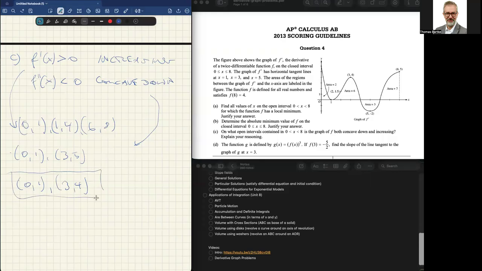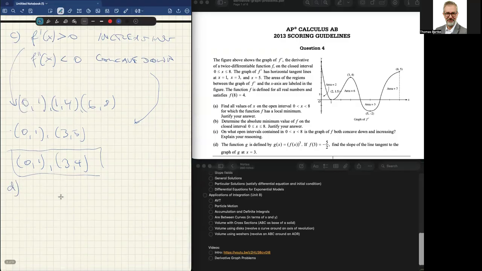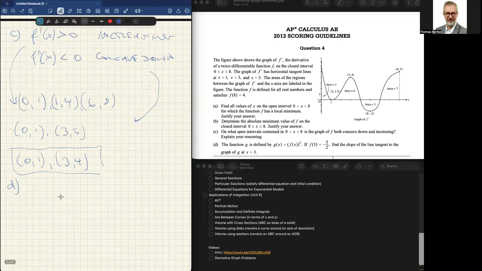The reason is because on these sections, f prime of x is greater than 0, which means f is increasing, and f double prime of x is less than 0, which means it's concave down on these two sections. Open intervals. Okay, that's C. Now let's go to D. Might need a new page for that again. Let's see, that might not be enough there.